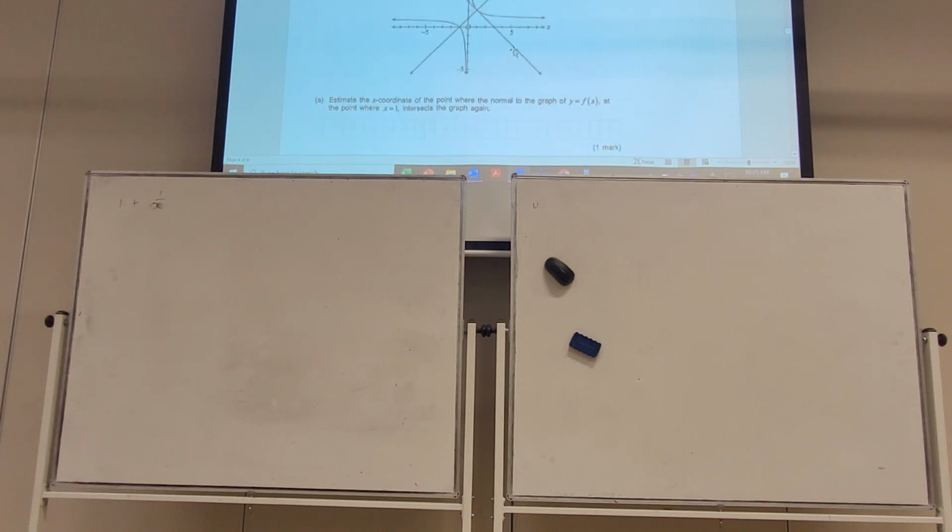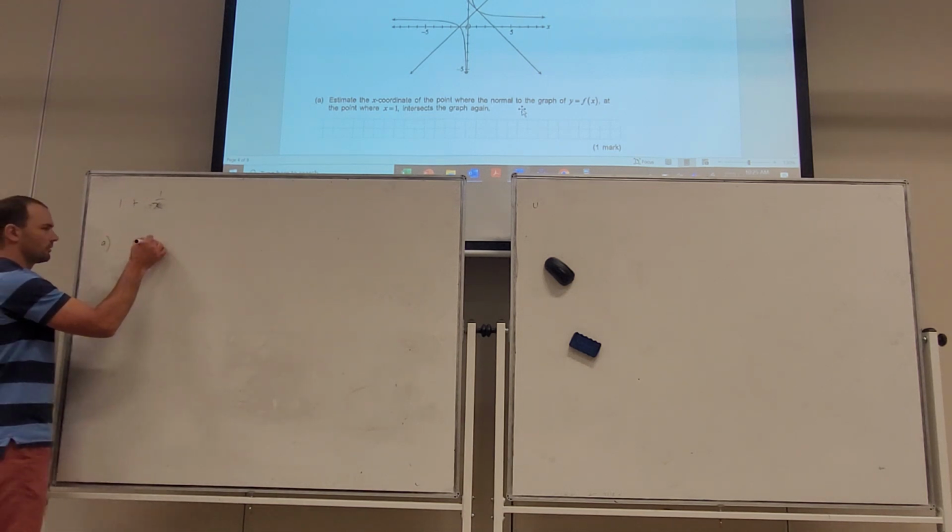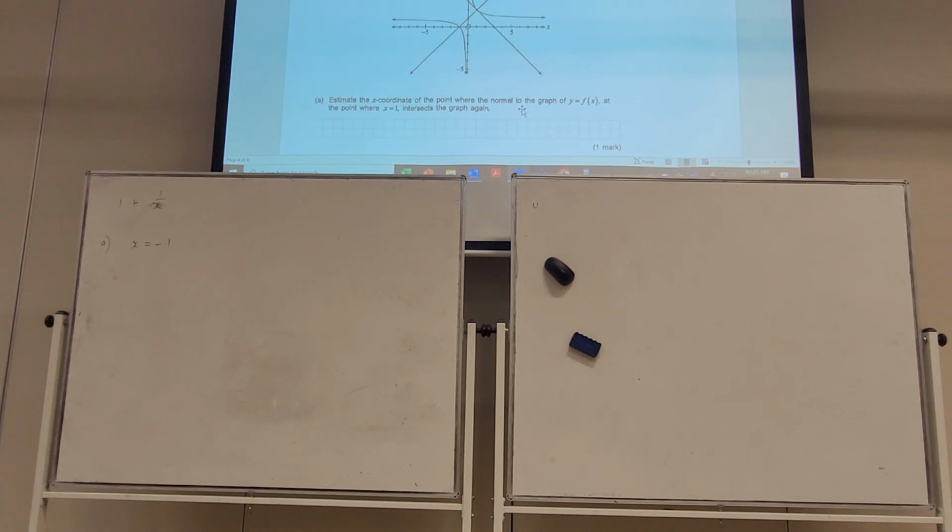Then it says, estimate the x coordinate of the point where the normal to the curve intersects the graph again. So here's the normal. Where does it intersect the graph again? Here. And it asks, what's the x value of that point? The answer is x is minus 1. So for part A, we're just going to write x is minus 1. We're just reading off the graph, asking where the normal intersects the graph again.